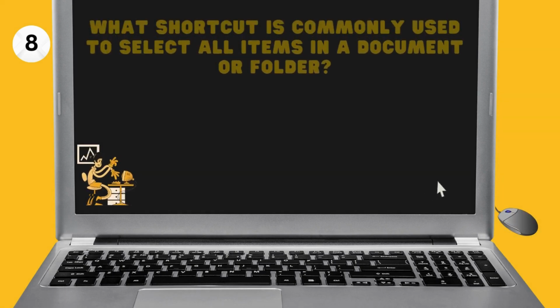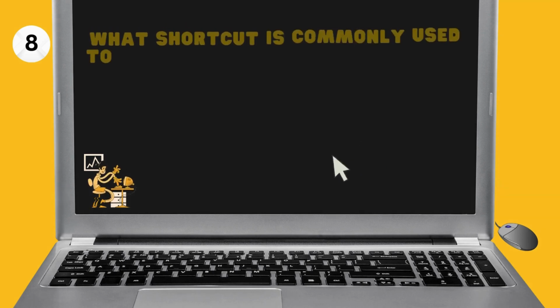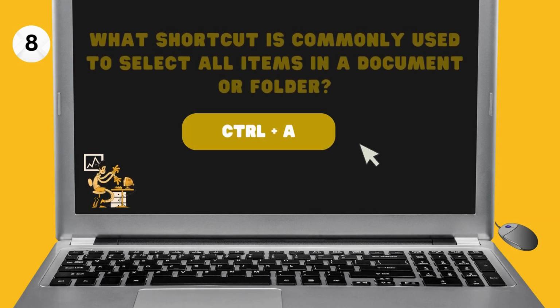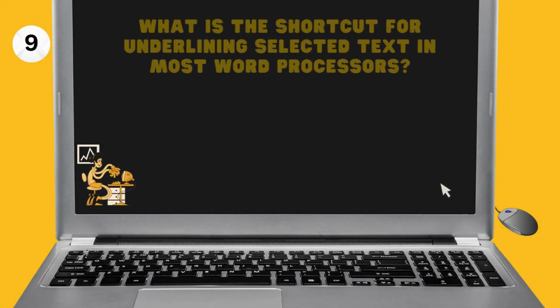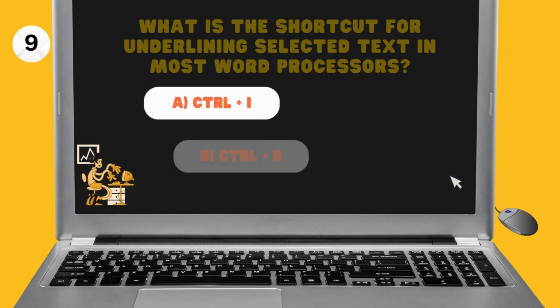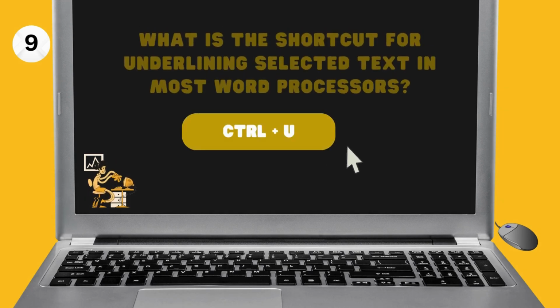What shortcut is commonly used to select all items in a document or folder? It is Ctrl and A keys applied together. What is the shortcut for underlining selected text in most word processors? It is Ctrl and U keys applied together.